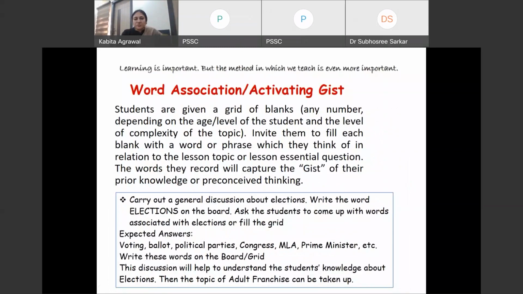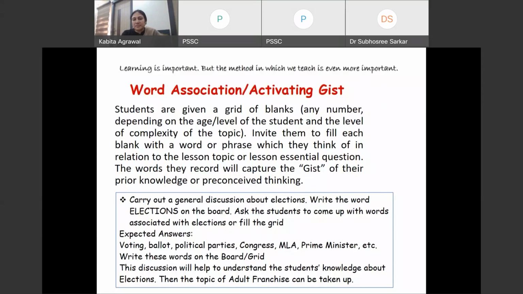Word association. This is again some style which we really use, but at times we forget to build it into our lesson plans. Maybe how to open a topic. Okay, suppose elections. So you can make a thread. You can ask the children to fill in words which are connected with elections, like voting, ballot, political parties, Congress, MLA, Prime Minister. And once they have written all those words, they would like to move forward, have more knowledge on this, and then the topic of adult franchise can be taken up.